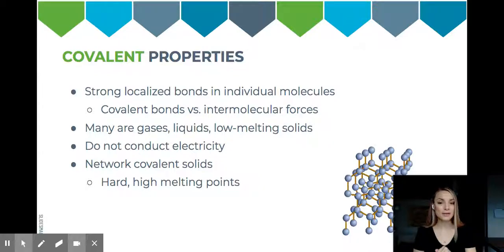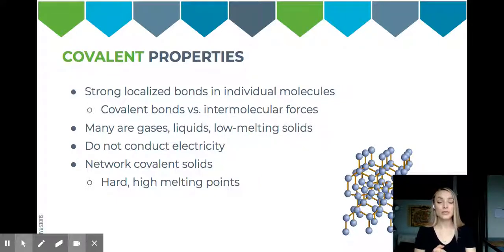Many covalently bonded molecules are also very bad at conducting electricity. We do see a very unique subset of covalent molecules called network covalent solids, and that's what the depiction is on the screen. That is diamond. So it is carbon in a very regular crystalline structure.